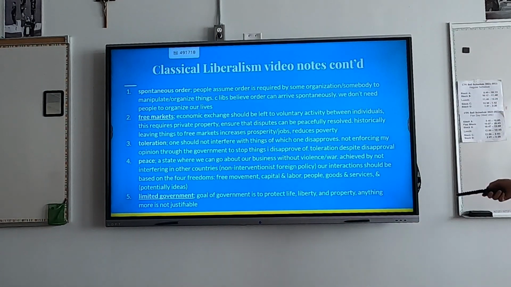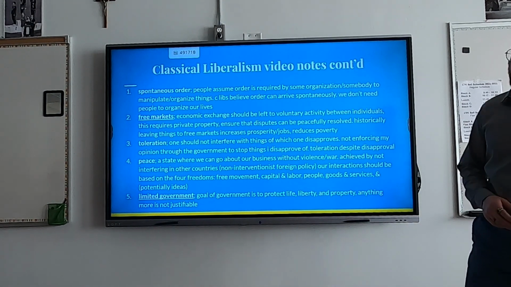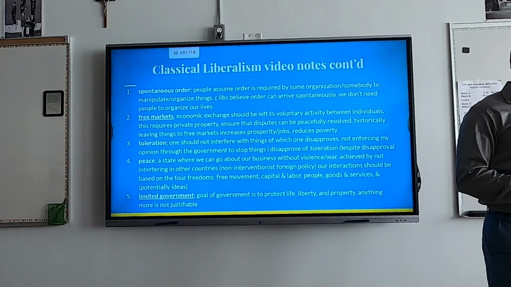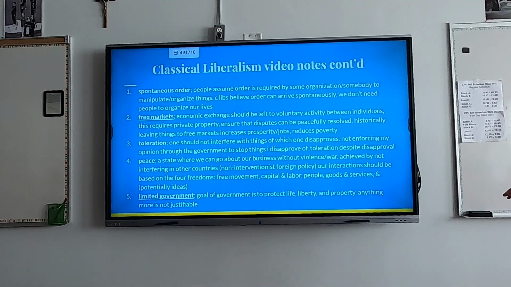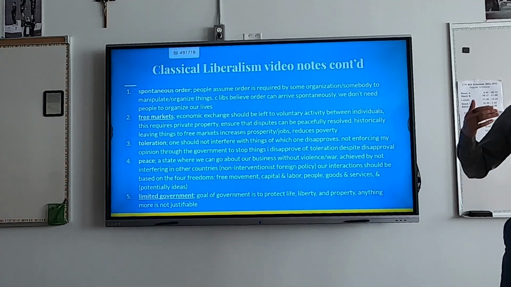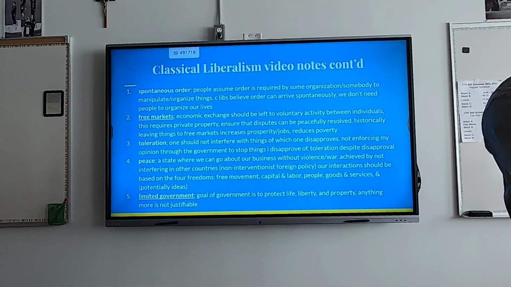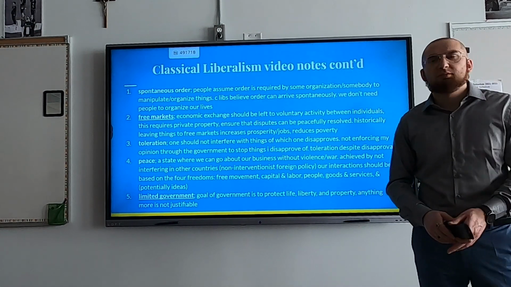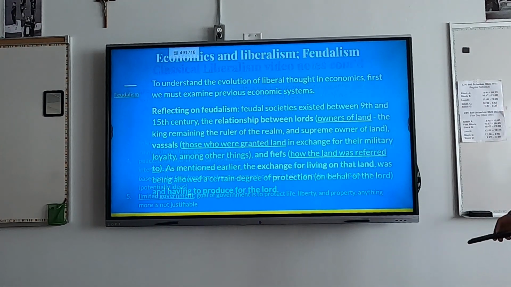Okay. Limited government is very essential to classical liberalism. The government should only be there to protect your rights, protect your freedoms, property. They should not be stepping into your life, telling you what you can and cannot do. Okay, within reason, obviously.